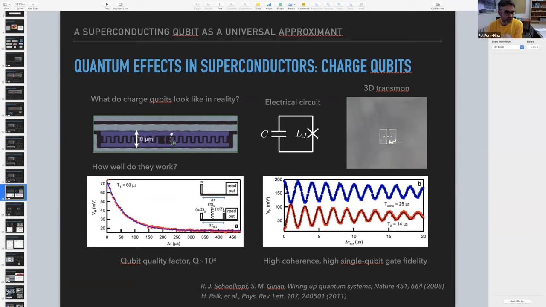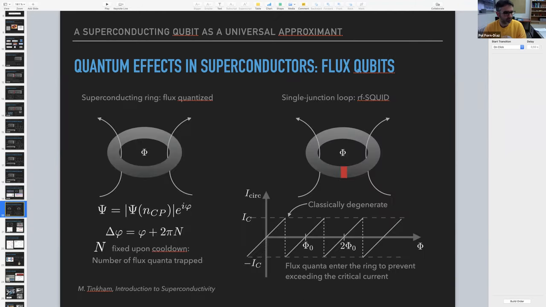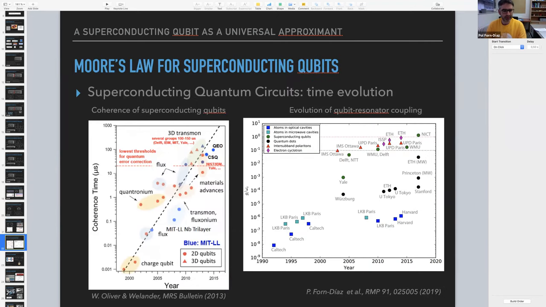These qubits are quite good because their coherence times are very long-lived. Here I'm just showing you plots of this three-dimensional type of transmon qubit. I will not explain these curves now. I will explain them later when I talk more about how to control these qubits. Okay, so actually I will just skip this slide.